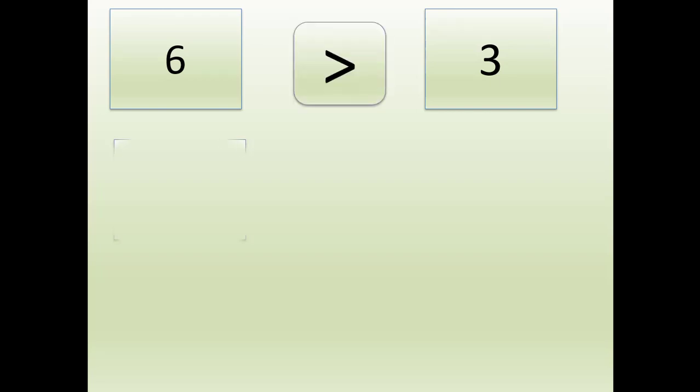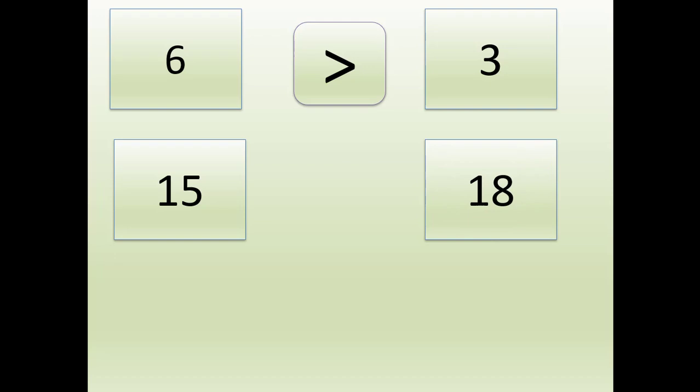Another example, 6 and the second number is 3. Which number is more? Look, the first number 6. The first number is more than the second number. So the sign is greater than. And then 15, the first number, and another number is 18. First number is less than the second number. So here less than sign comes.